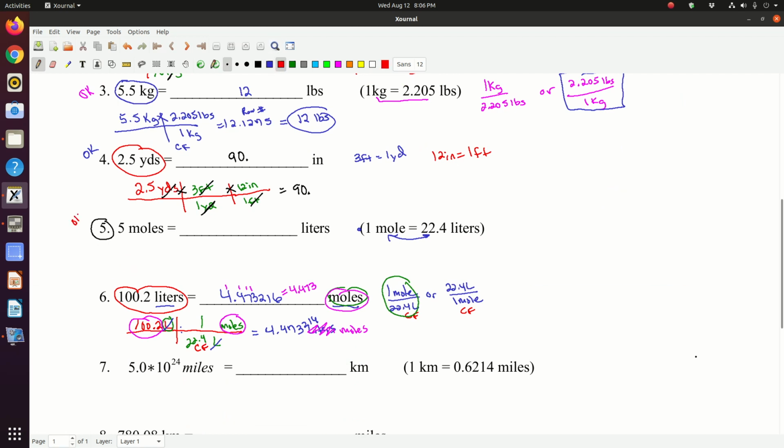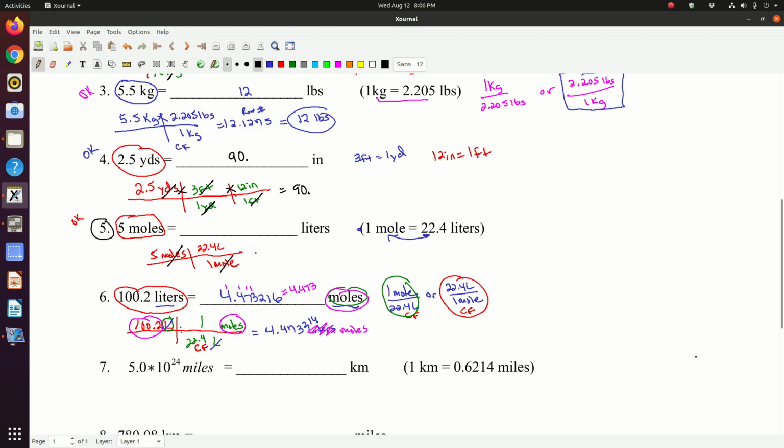Okay, you should be done. So now we're going to start with what we know. Always start with what's given. 5 moles. What's my conversion factor? Well, here's the 2 possibilities. This time moles needs to be on the bottom, so we're using this one. So 22.4 liters is 1 mole.